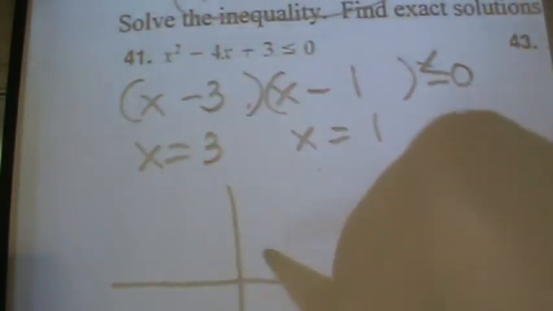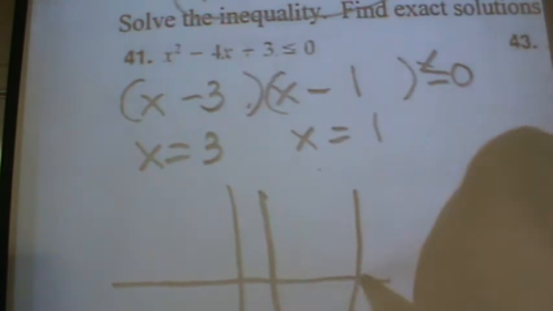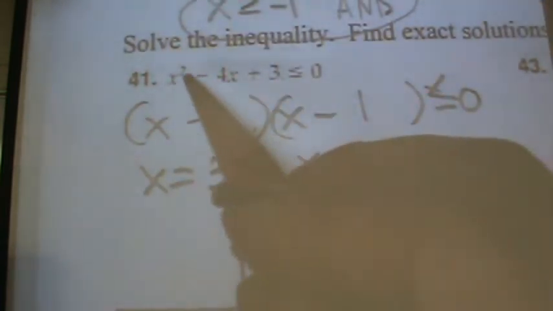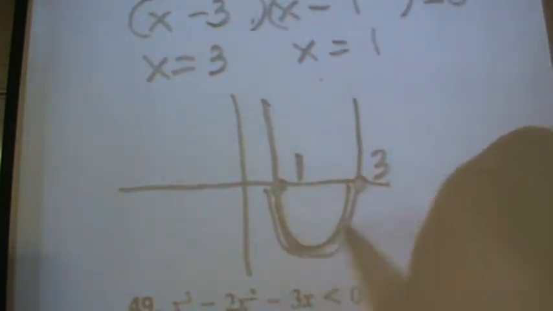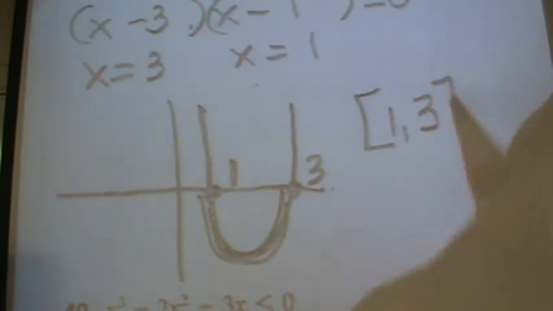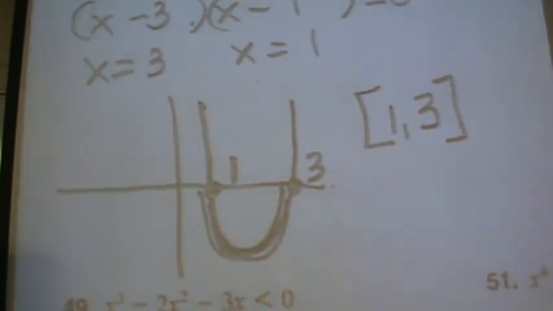So this is a parabola. It would be shaped like this. This is your 1, this is your 3. So what part of this graph is less than or equal to 0? It's this piece right here, including the 1 and the 3. So the answer in interval notation would be bracket 1 comma 3 in a bracket.